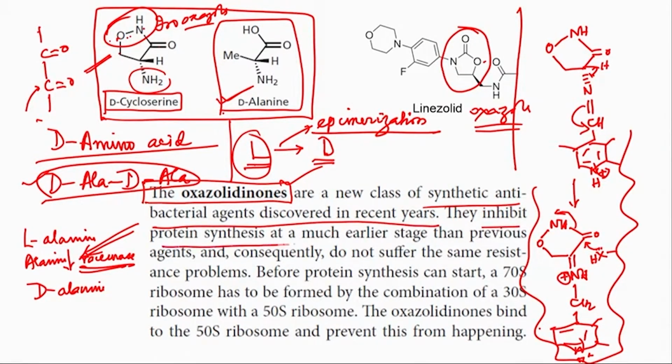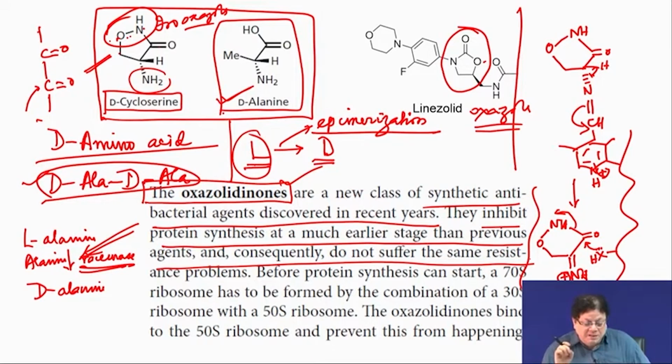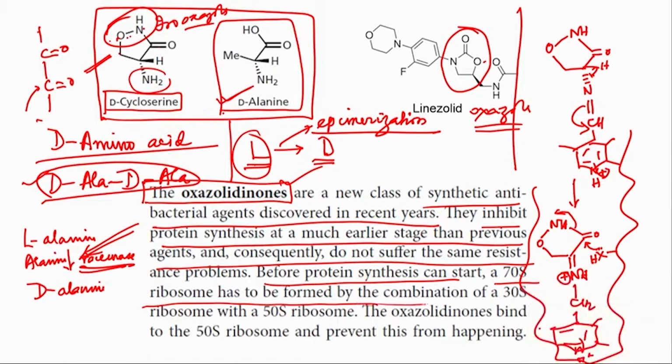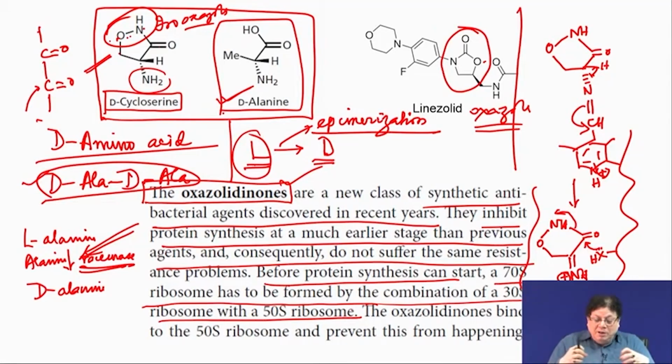They inhibit protein synthesis. Protein synthesis means the translation. So, they inhibit protein synthesis. I think that is enough knowledge that they stop the synthesis of protein. And if you want to know a little bit more, a 70S ribosome has to be formed by the combination of 30S and 50S ribosome. Again you remember that first the two subunits have to join together.